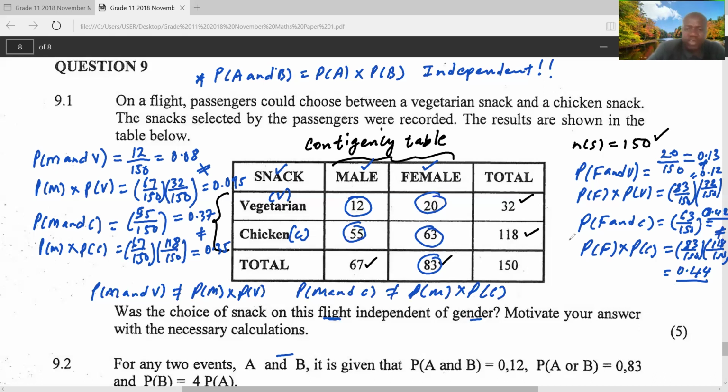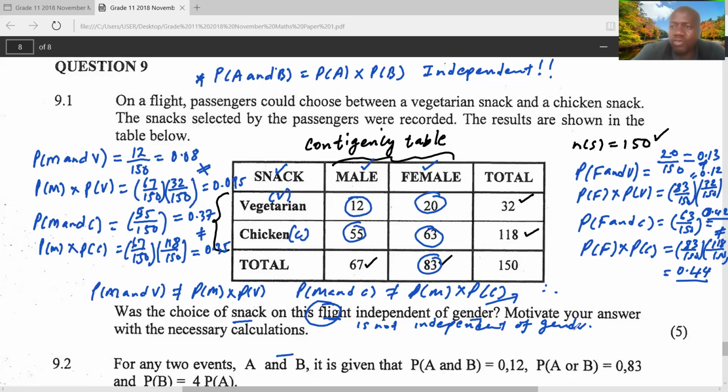The same applies to this one. So therefore, we say the choice of snack on the flight is not independent of gender, or it depends on the gender. The choice of snack depends on the gender, because something that is not independent is dependent. I strongly believe you are following.